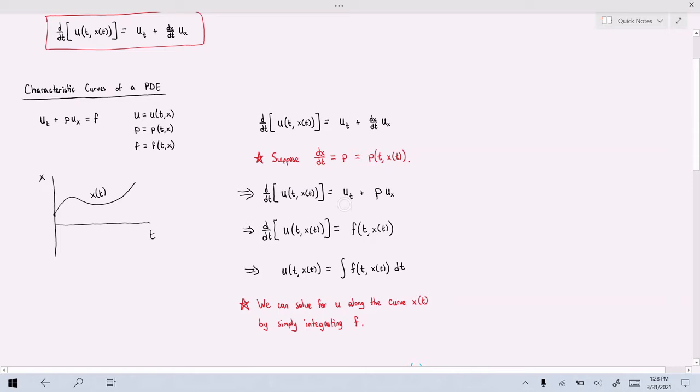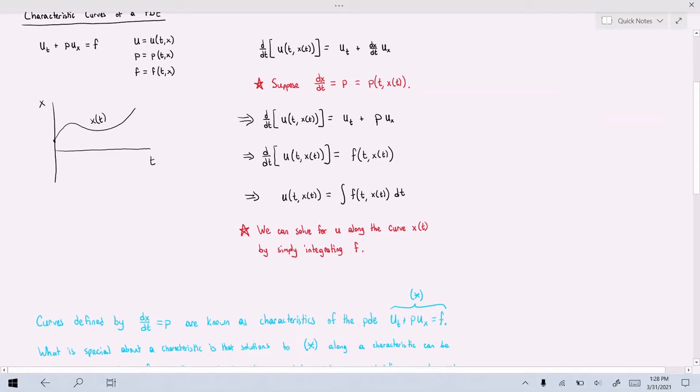And now notice that ut plus p ux, that was the left-hand side of our PDE. So if u was a solution to the PDE, then that ut plus p ux should be equal to f, okay? And so here we have the derivative of u is equal to f. So integrating both sides, we would find that u is equal to the integral of f. So in summary, we can solve for u along this curve x of t by simply integrating the function f along the curve.